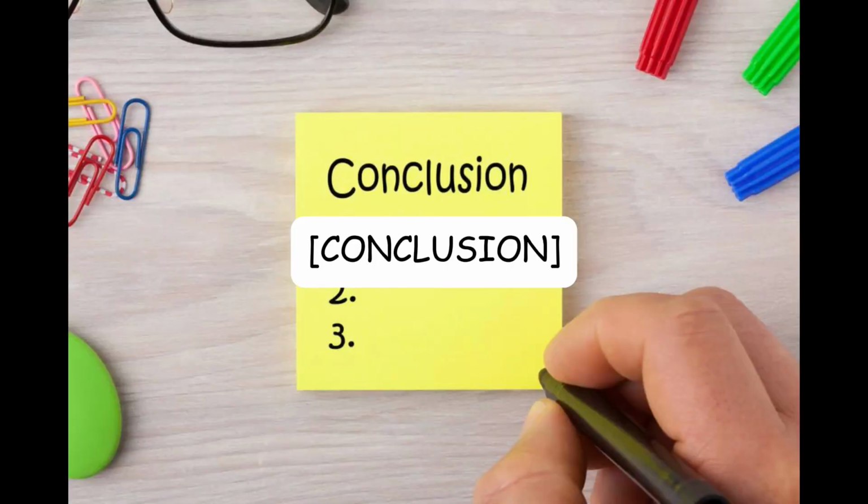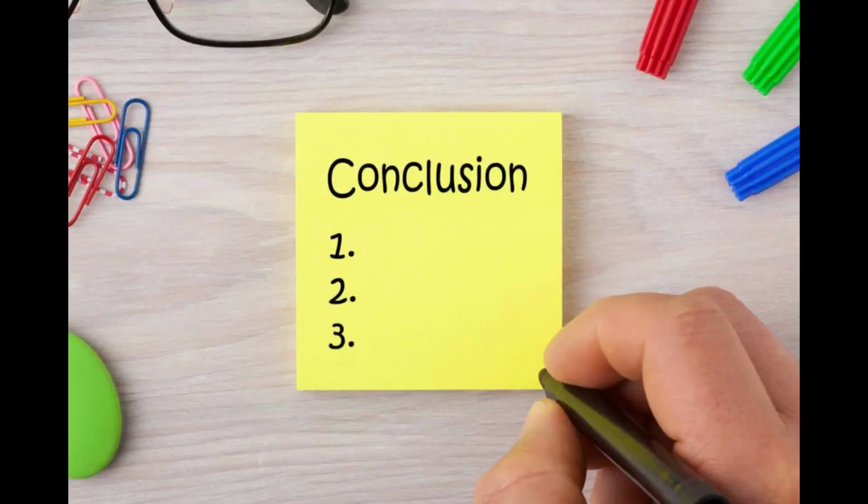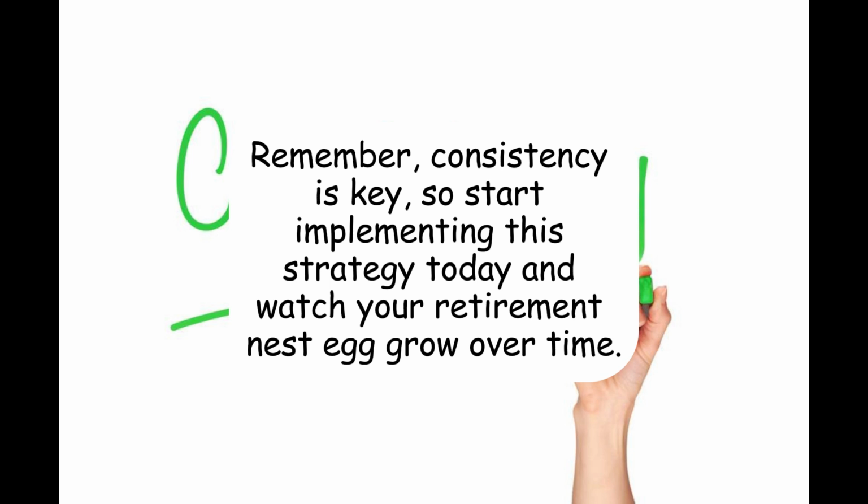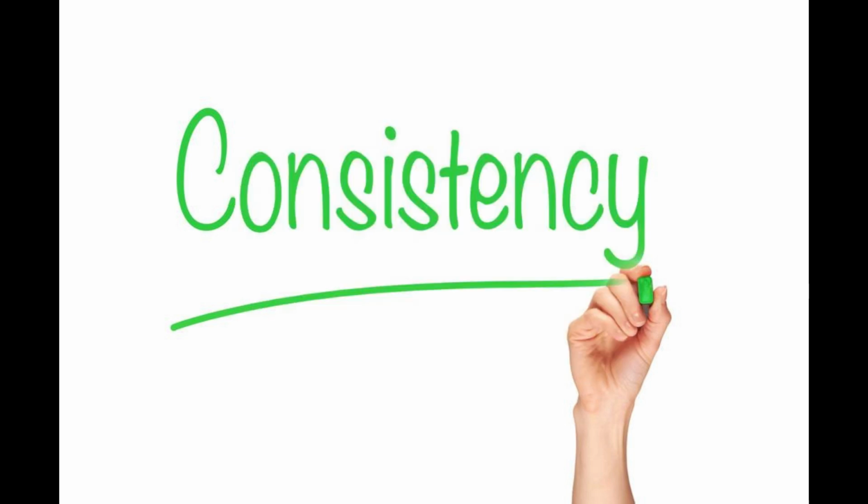Conclusion: By maximizing your retirement savings with dollar cost averaging, you're taking a significant step towards securing a financially stable future. Remember, consistency is key, so start implementing this strategy today and watch your retirement nest egg grow over time.